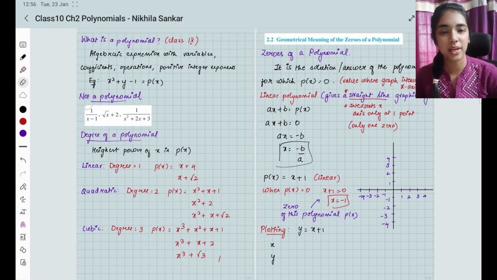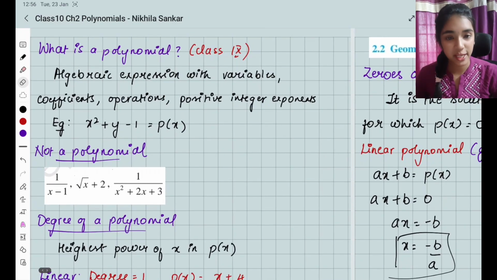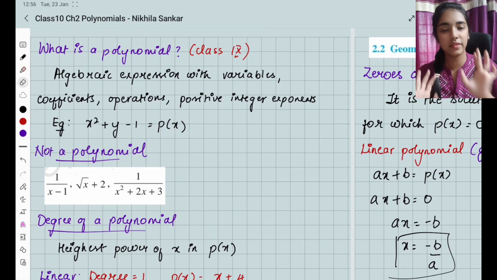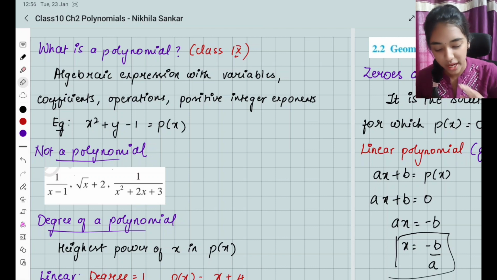இப்போ நம்ம பார்க்க போறது chapter 2 Polynomials of class 10. So, first of all, what is a polynomial? Polynomial na enna? Algebraic expression with variables, coefficients, operations, positive integer exponents. அப்படினா என்ன? So, you have algebraic expression.